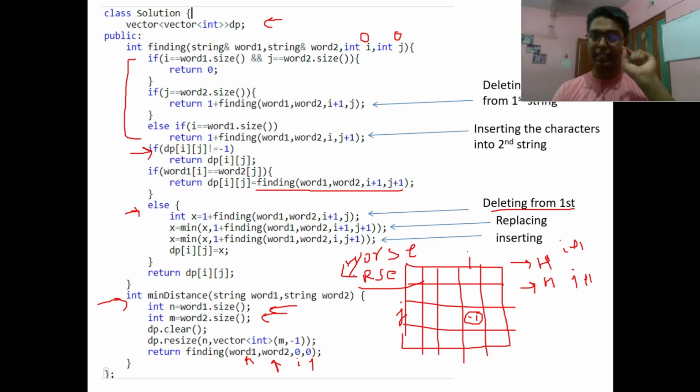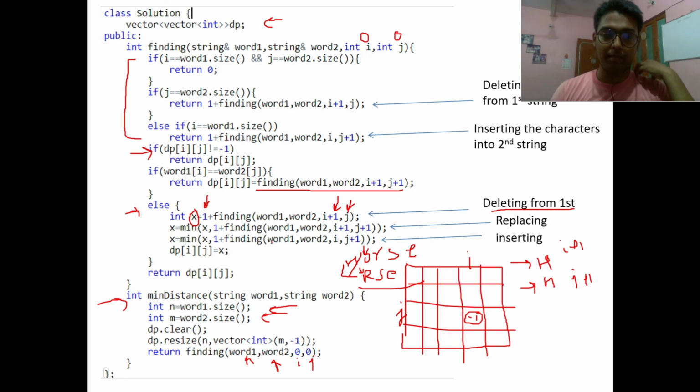Right? I'm deleting H. Then after deleting H, I need to move to another index, and the index of the second string will remain the same. That's why I have incremented i with 1 and j remains the same. Deleting the character will result in one operation, a single operation, right? Then I have stored it into the variable x.